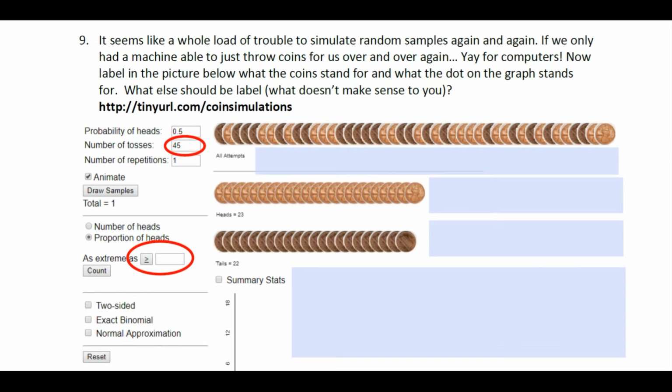So it seems like a whole lot of trouble to simulate random samples again and again. We could sit in class all day and flip our 40 coins and count, and flip our 40 coins and count, and even then, that's only like 5 times. We want to see, if we did this 1,000 times, what would it look like? If we did this 10,000 times, what would that look like? We want to look at some big numbers. We want to see, if I did this loads and loads of times, what might that look like?